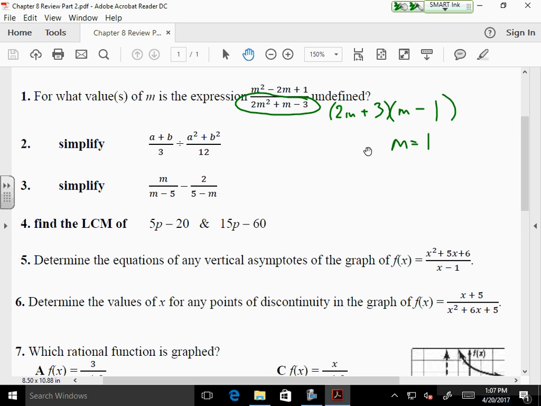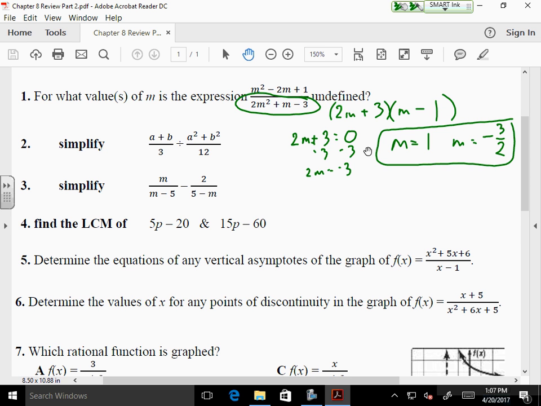2m plus 3, if you set that equal to 0, you can see what value of m would give you 0. Subtract 3. 2m is negative 3, divide by 2. So m equal to negative 3 over 2 is your other value of m that would cause this to be undefined. It really doesn't matter the numerator.